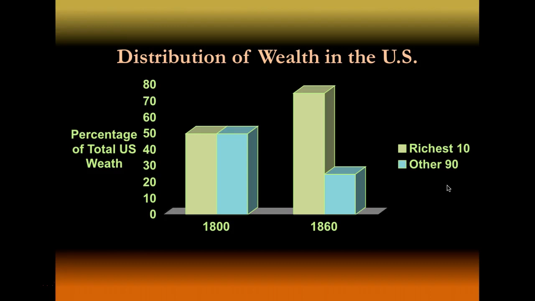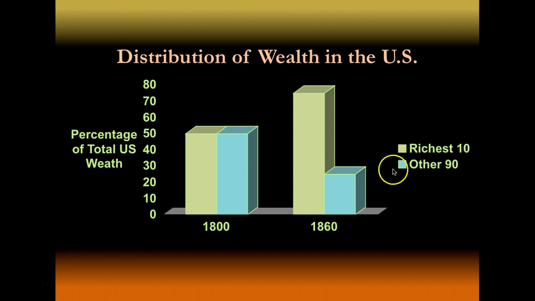This is an image of the distribution of wealth in the United States. In the 1800s, there was a sort of equality in the number of people who had money. What I mean by that is, say there was $100, 50 of those dollars went to the richest 10%, and 50 of those dollars went to the other 90%. So it's not exactly an equal system, to say the least.